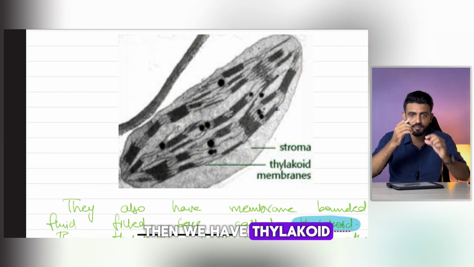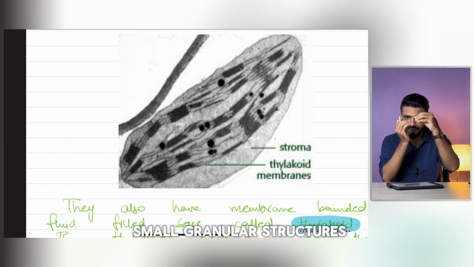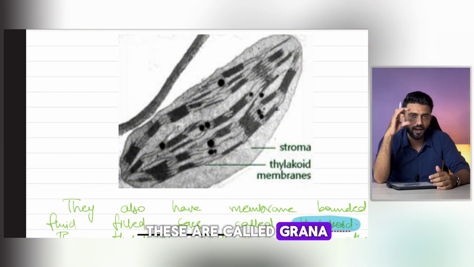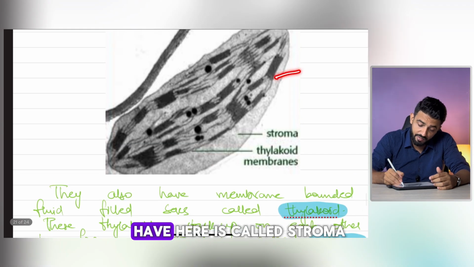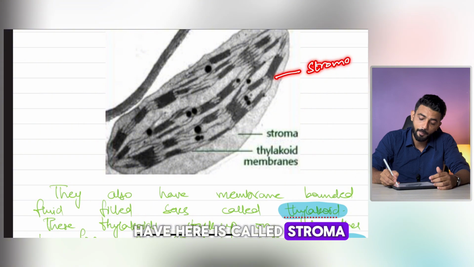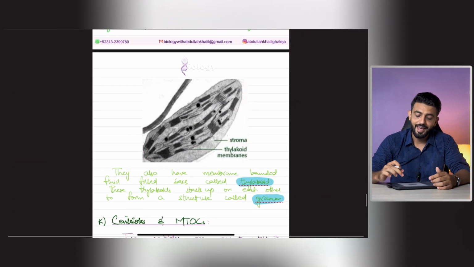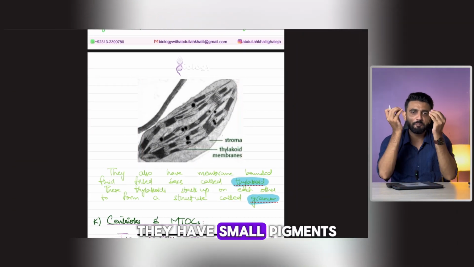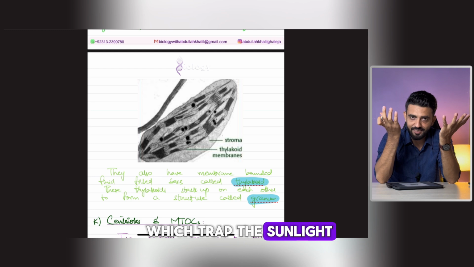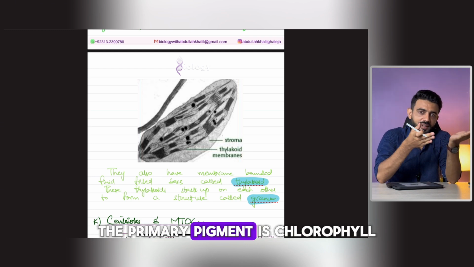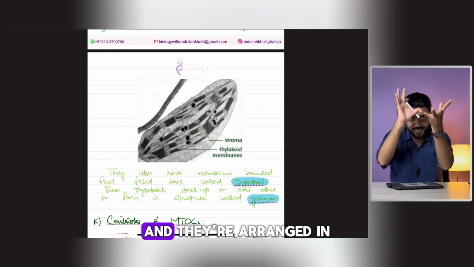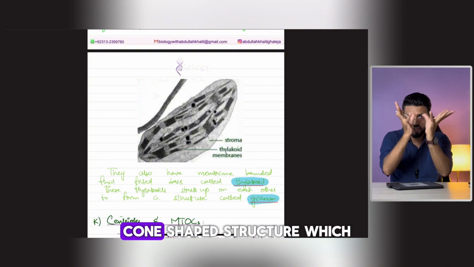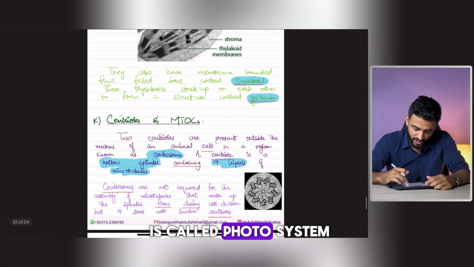Then we have thylakoid, which are stacks of small granular structures. These are called grana, and the stacks are called thylakoid. The fluid that we have here is called stroma, and they have small pigments which trap the sunlight. The primary pigment is chlorophyll, but there are other pigments as well. They trap the sunlight, and they are arranged in a specific cone-shaped structure which is called photosystem.